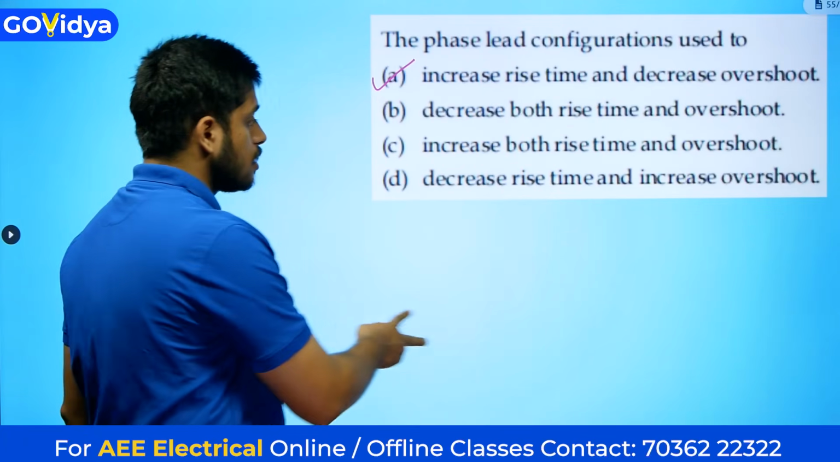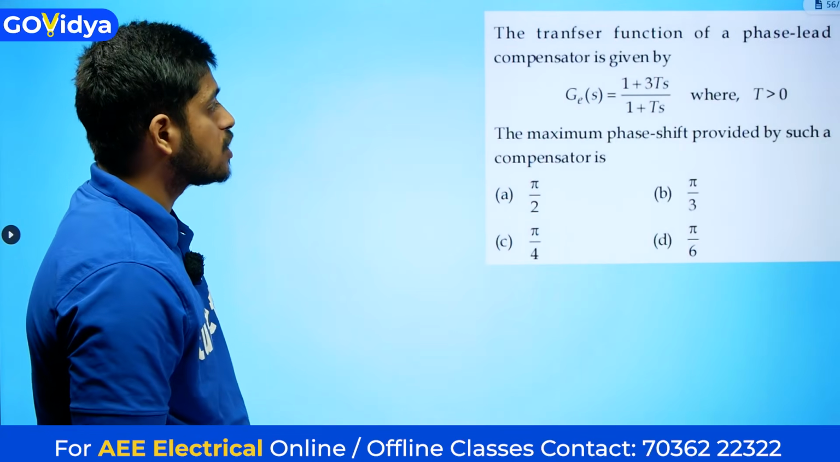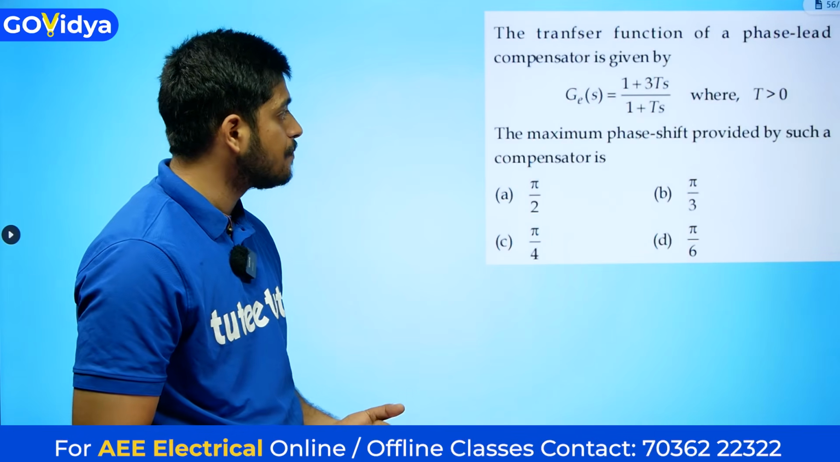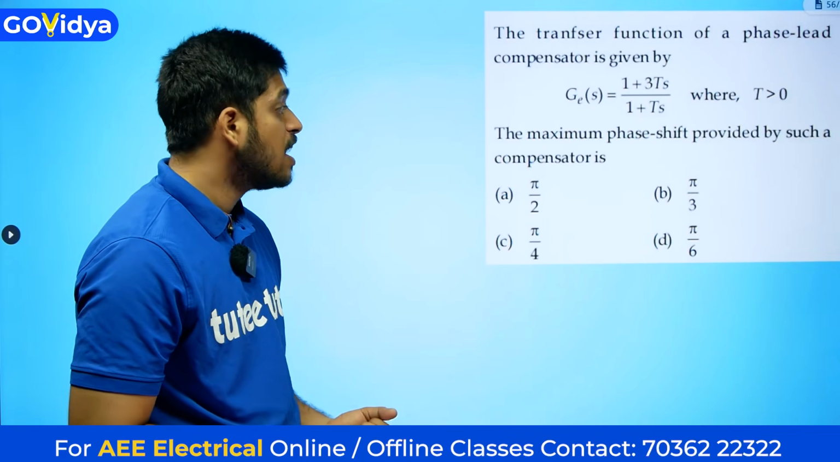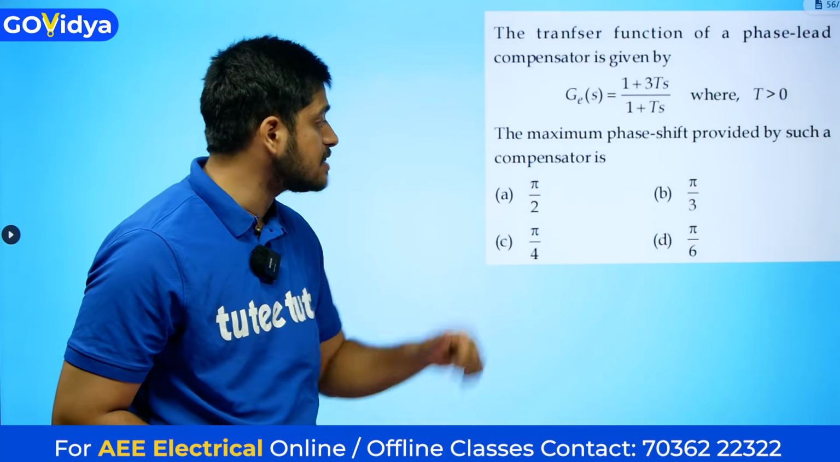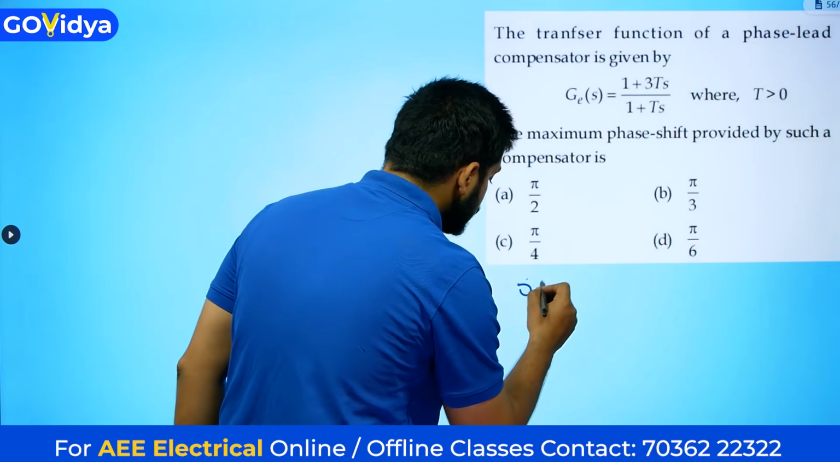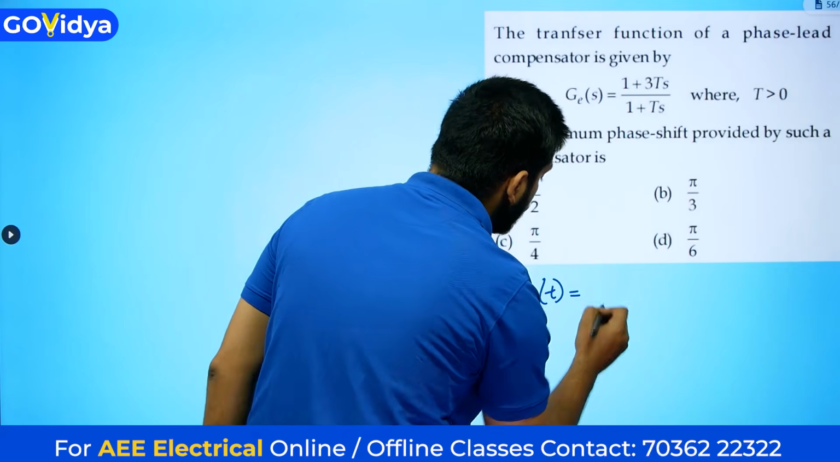Next question. The transfer function of a phase lead compensator is given by some transfer function. The maximum phase shift provided by such a compensator is... What is the maximum phase shift? Phi of t. We need to find the value of phi of t.